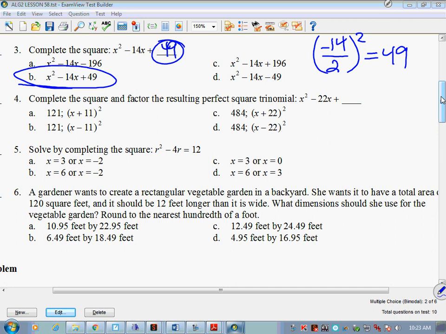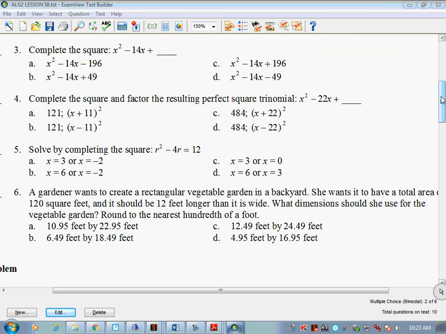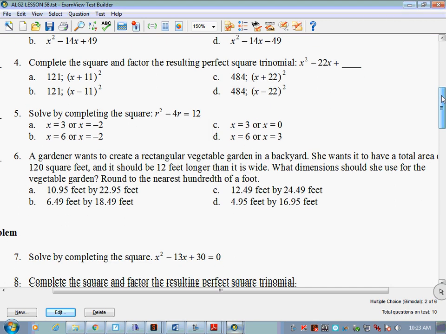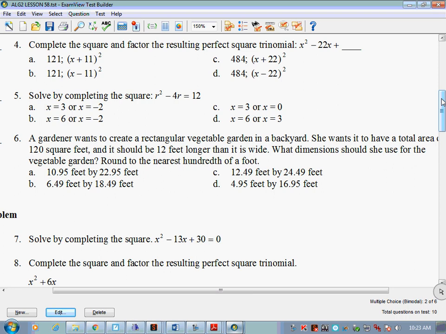Okay? Questions about that? That one was pretty easy, right? That didn't require us to do a whole lot. We just had to remember that that's what we're trying to do in order to complete that square and get a perfect trinomial. Okay? Let's see. Number 4, complete the square and factor the resulting perfect square trinomial.